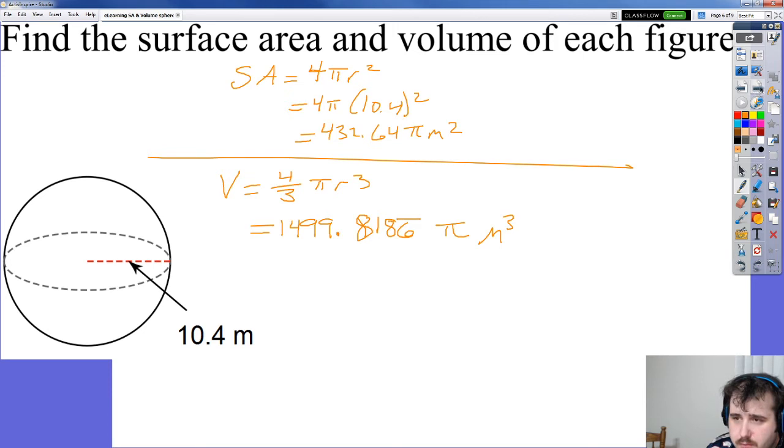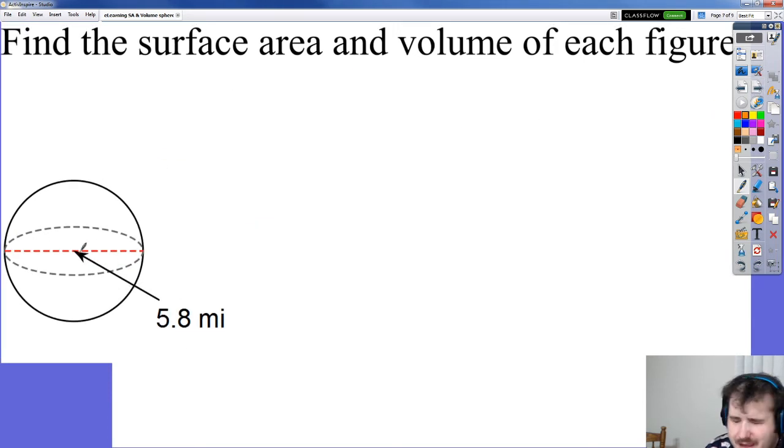Surface area and volume. Here I'm giving you the diameter, I'm not giving you the radius, so you have to start out by finding the radius instead. So 5.8 is your diameter, we want 2.9, right? That's our radius. Now, same exact problem.